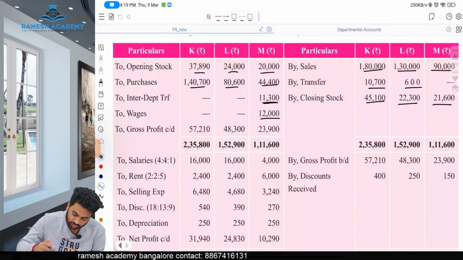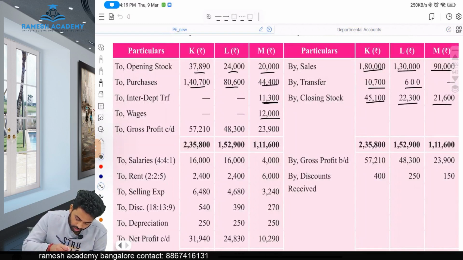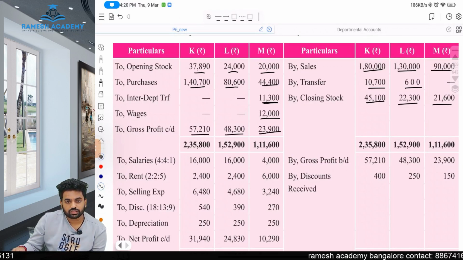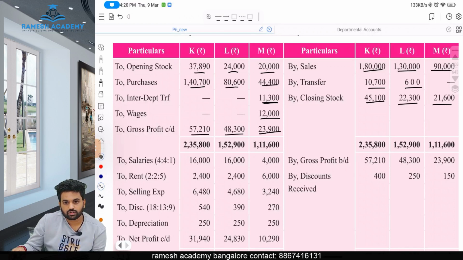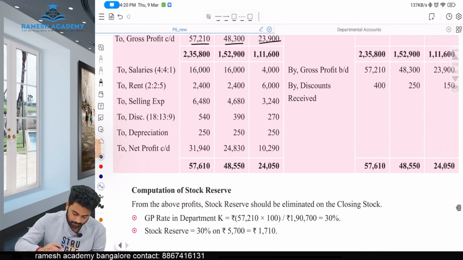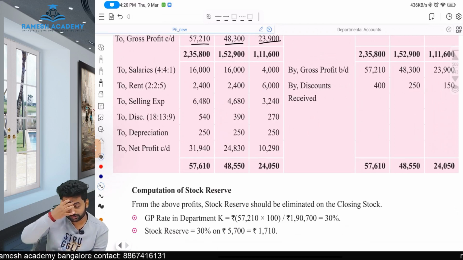No. So we can find out the gross profit now. Gross profit is 57,210, 48,300, 23,900. So tell me now, is the trading account clear? Or any doubt in the trading account? No doubt? Good. If there is any doubt, please don't hesitate to ask.